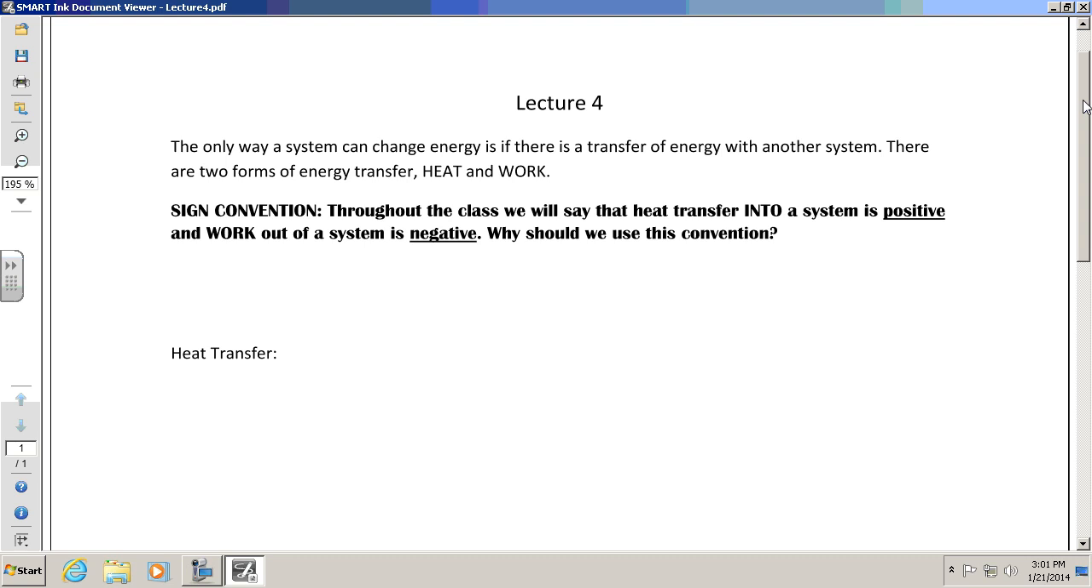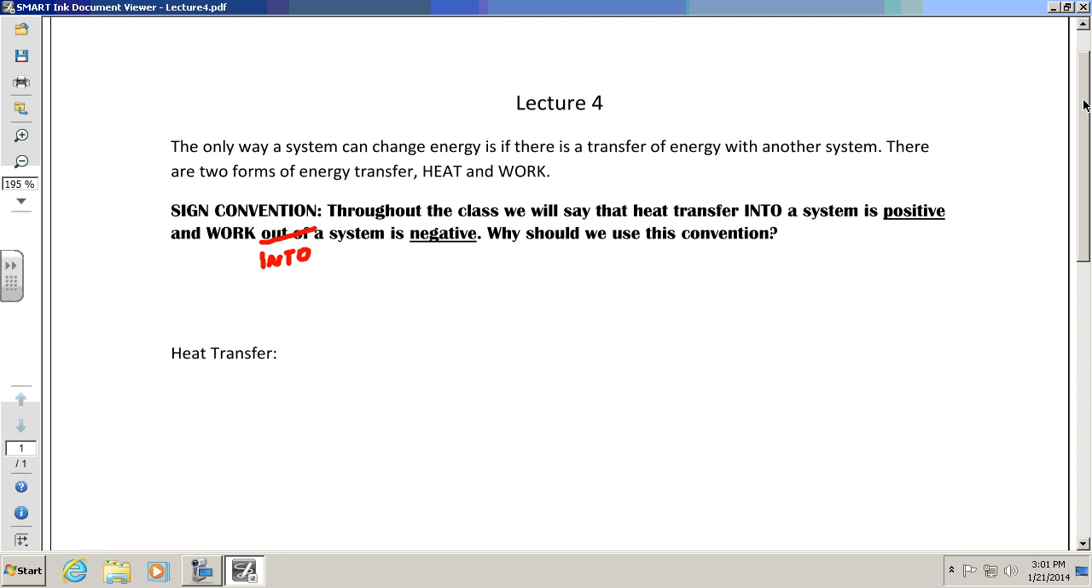Okay, now, before we get on to the specifics, I want to talk about sign convention because this is something that gets students very confused. And unfortunately, I've added to the confusion by making a mistake in your notes, so let me fix it right now. The sign convention. Throughout the class, we will say that heat transfer into a system is positive. And work out of a system, I said negative, but that should be positive. But how about we just redo it this way? We'll say instead of out of, we'll say work into a system is negative. That's what it should have been. So work in is negative. Heat transfer in is positive.